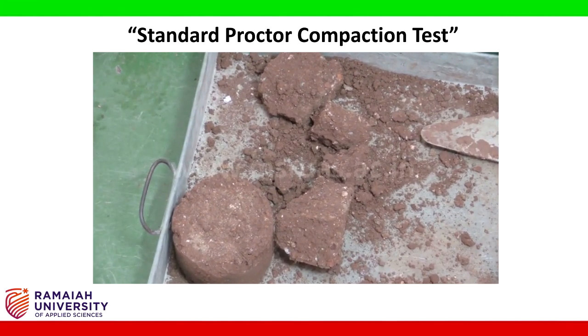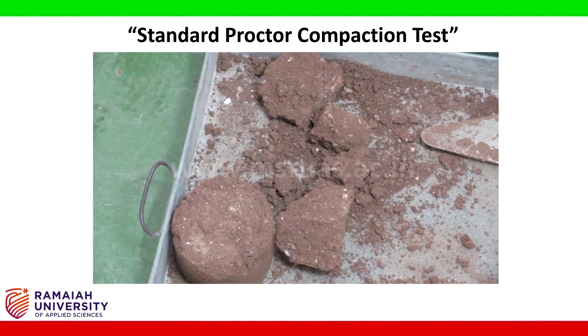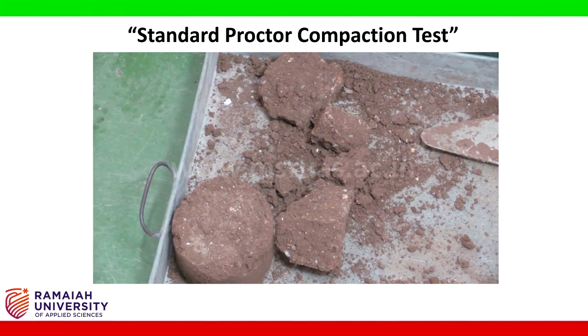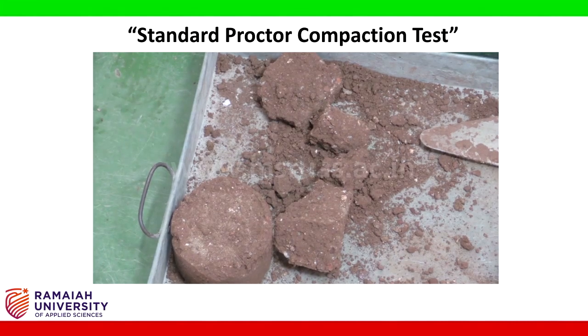This experiment we have conducted for 8% water content. Now add 10% water content, 12, 14, 16, 18 and repeat the experiments in the same way. Then finally plot the density and water content and get the maximum dry density and optimum moisture content. That finishes the experiment.